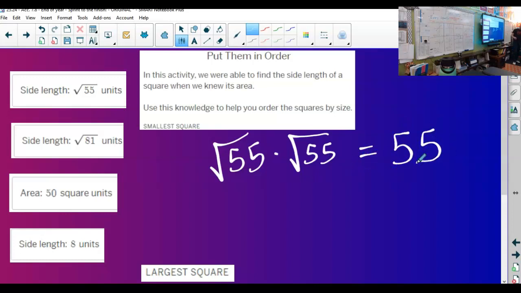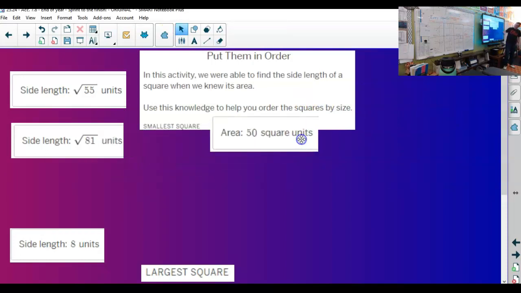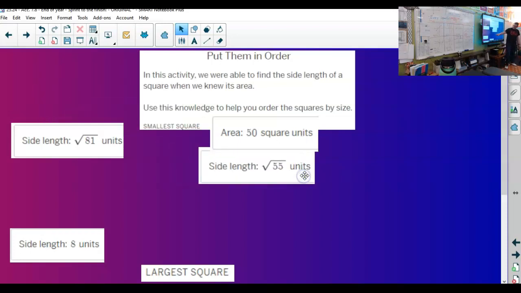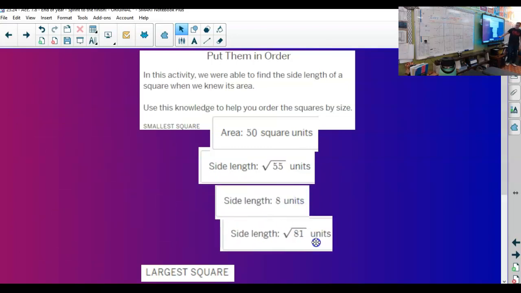So, of these, what's smaller than 55? Not the 50! Right? The 50 is smaller than the 55. So this, I think, is the smallest. Yeah, it is. And then what about if the side length is 8? What's the area? 64. So 55, then 64, and then 81.